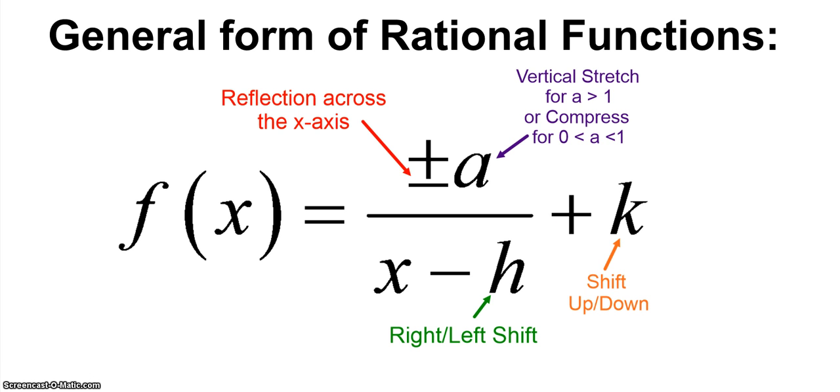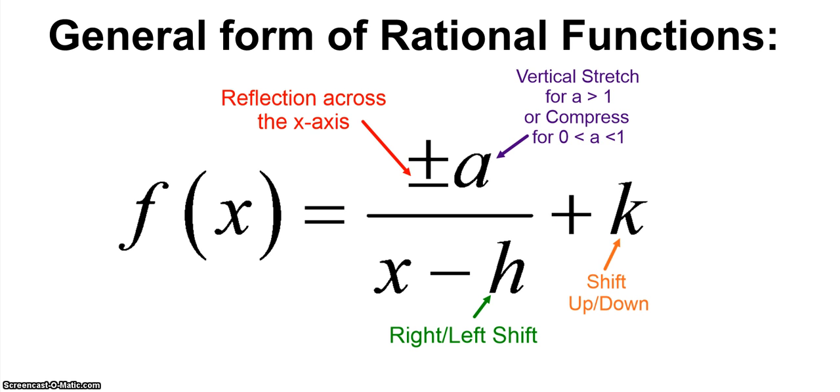Alright, the a is going to be your vertical stretch if a is greater than 1, or compress if a is between 0 and 1. Then x minus h, the h is still your left and right movement. If it's minus h, it's going to go to the right. If it's plus h, it's going to go to the left. Because remember, h is always the opposite of what you think.